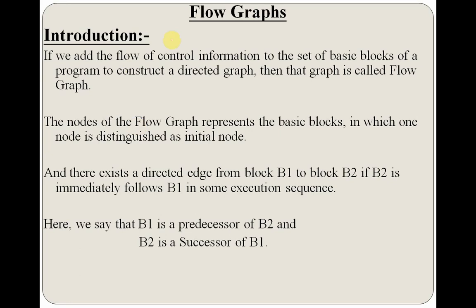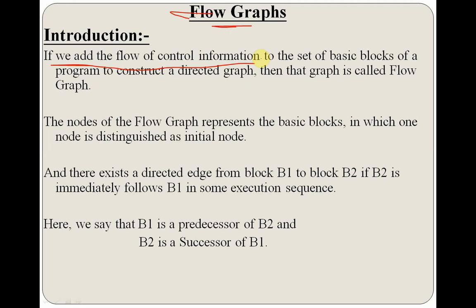See the next topic, flow graphs. In global optimization, we will use the concept of flow graphs. We will construct a flow graph and try to find out which transformations can be applied. So see what a flow graph is. If we add the flow of control information to the set of basic blocks of a program to construct a directed graph, then that graph is called a flow graph.